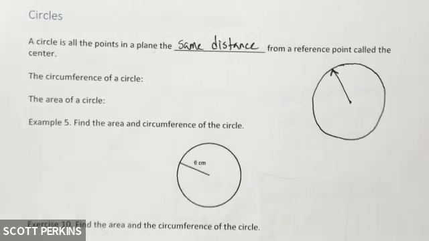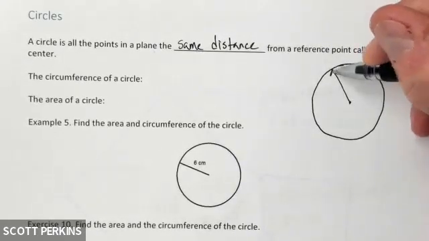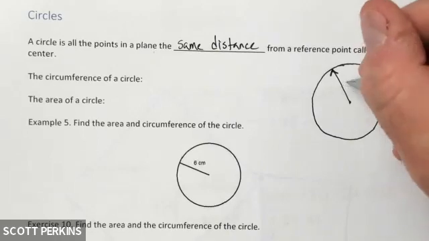So here's my first bit of trivia. You may or may not know this. If you don't, that's okay. I'm not assuming you do. Does anyone know the name of this distance from the center out to the side of a circle? It's called the radius.